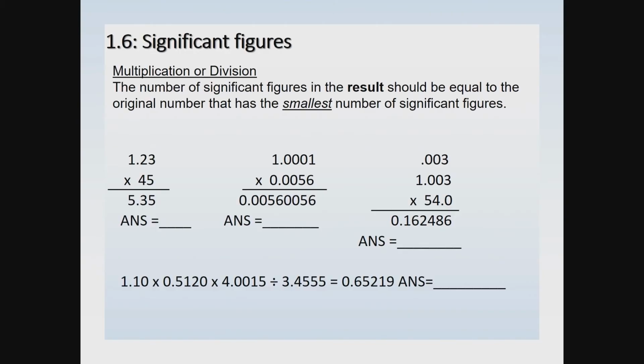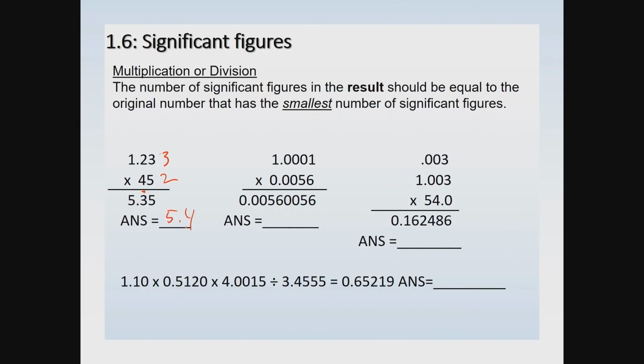So with 1.23 times 45, there are 3 significant figures here, there are 2 here. Therefore, we have to round 5.35 to 2 significant figures. And so the uncertain digit here would be the 3 here. And so we look over to the right. If you're 5 or above, you round up. If you're 4, 3, 2, 1, or 0, you don't round up. So we are 5 or above. So to round this to 2 significant figures, the answer should be 5.4.